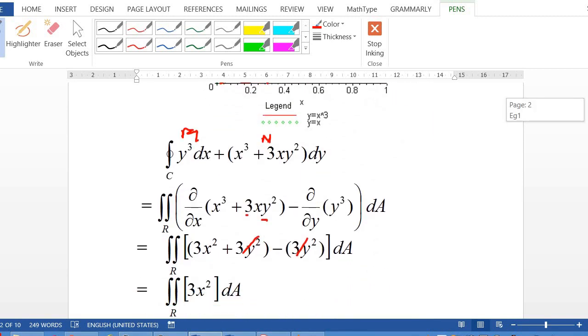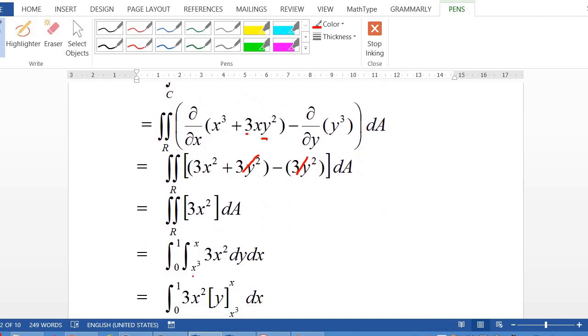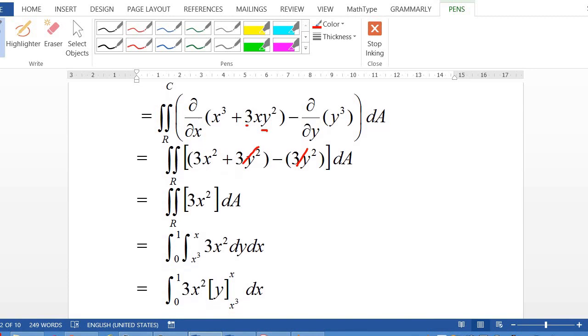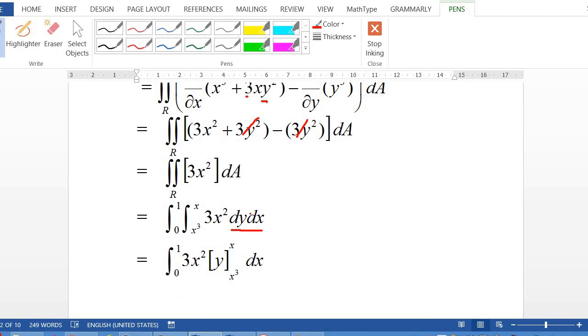That's why the lower limit is the lower curve, y = x cubed, and the upper limit is y = x. Sum the vertical bars in the region R, from the left side, which is x = 0, until the right side, which is x = 1. And then for dA, you sum your dA using vertical bars, so it's dy dx.